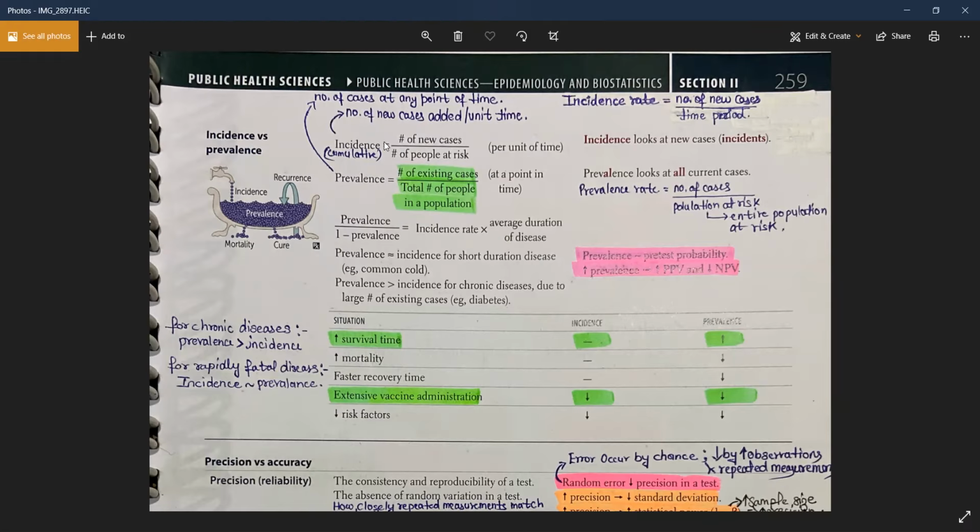And the formula for the incidence is basically the number of new cases divided by the total population at risk. For example, in case of, let's say, malaria or smoking, you want to know.